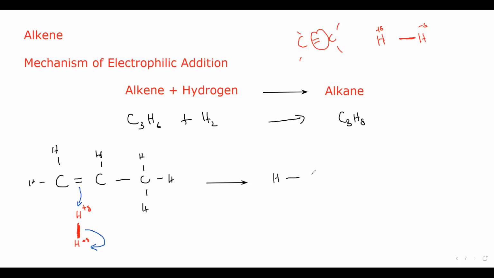So we'll have H, C, H, and I'm using a red color to represent that another hydrogen is added, like this hydrogen is added. So when the pair of electrons is taken by this carbon to form a bond with hydrogen, what will be the charge on the other carbon? Because it lost that electron, it will get a positive charge.